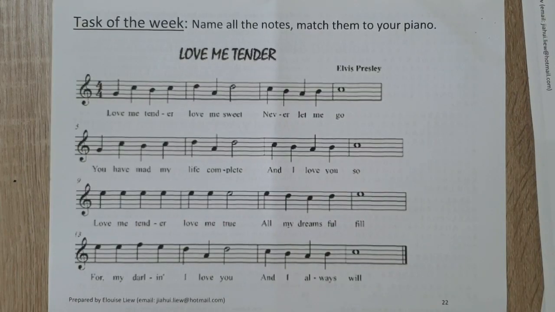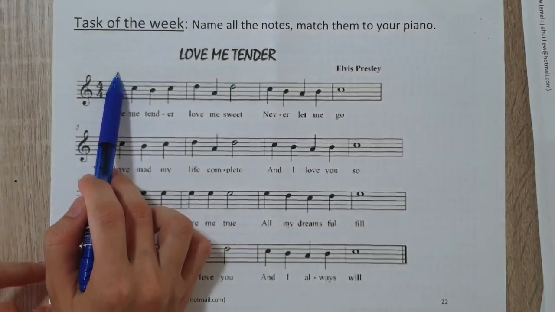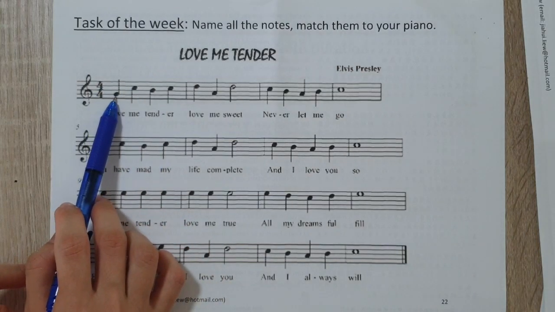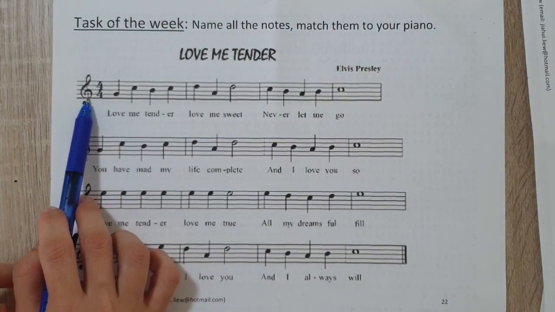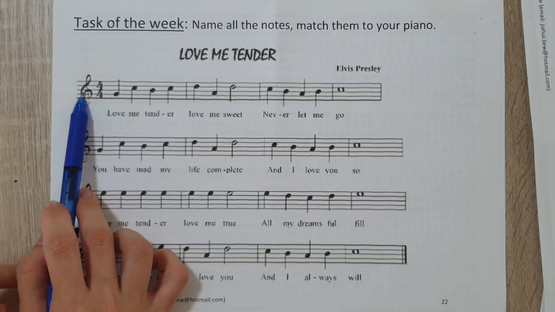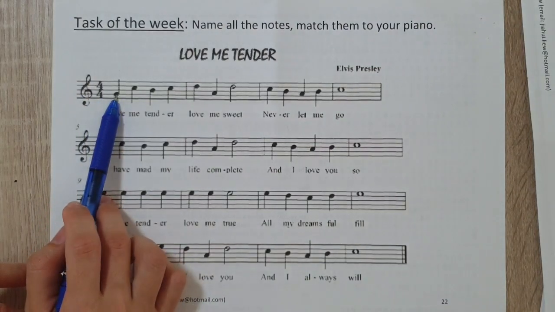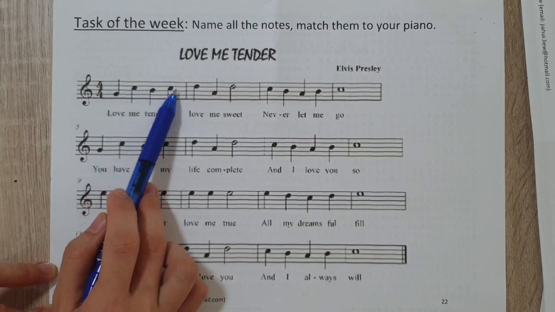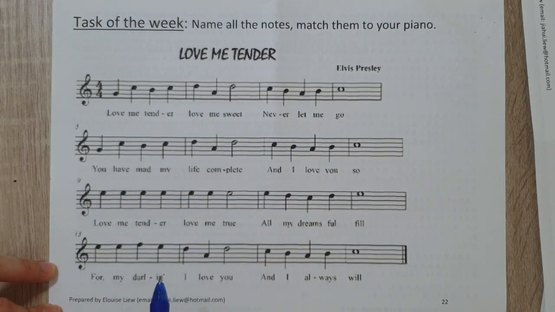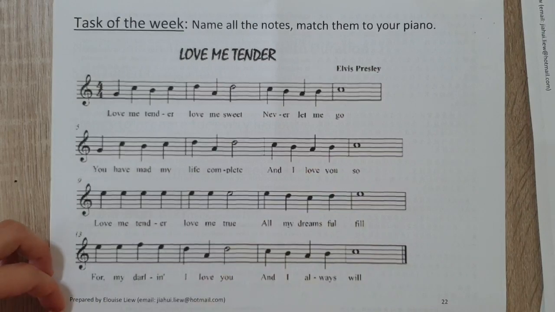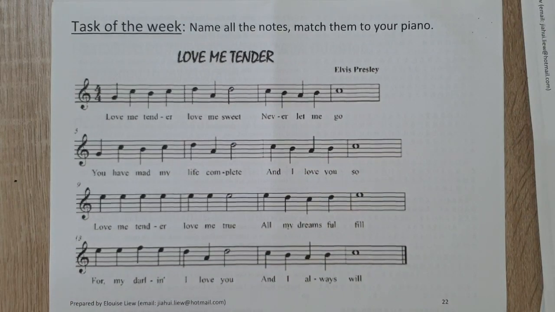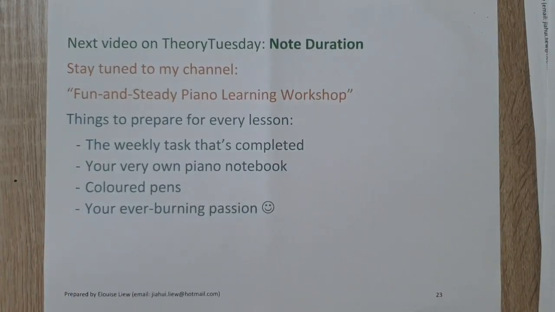Here's the first song you're going to practice. Love Me Tender. The note on top, for example, this definitely is a G, right? I'm sure you remember because it's exactly the line which the treble clef wraps around. So this G. And then you can count and you get the note. Alright, don't worry about the type of note because we are going to go through it in the next lesson. Okay, that's all. In the next video, on our Theory Tuesday, we're going to study note duration. So stay tuned to my channel, Fun and Steady Piano Learning Workshop.